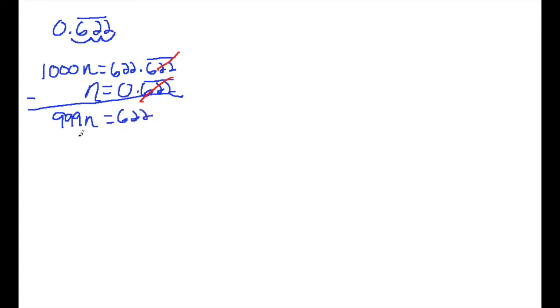And pretty much every single problem that you do like this is going to look almost this exact same format. The only thing that's going to be different is if you're multiplying by 10 or 100 or 1000, depending on how many digits you have repeating. So now let's divide by 999 on both sides, and n is equal to 622 divided by 999.